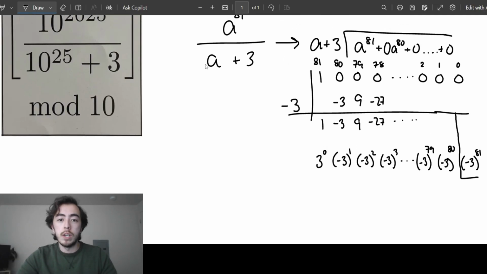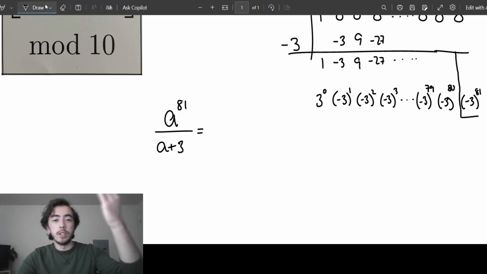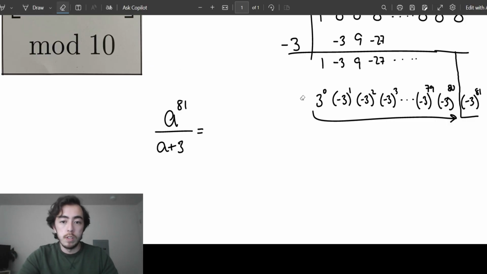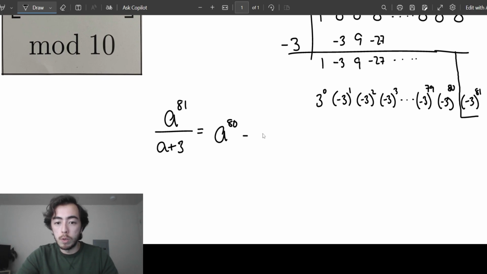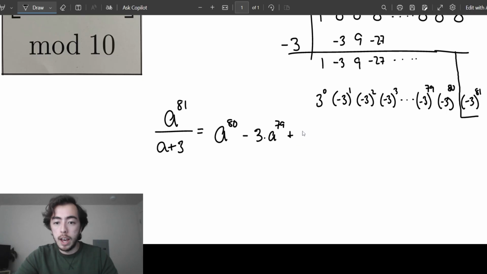And from all of this, I can rewrite my fraction, a to the power of 81 over a plus 3. I know that this is the same as, and then I would need to multiply this guy by a to the power of 80. And then the exponents would reduce one by one all the way down to 0. So again, this is equal to a to the power of 80. And then I would need to subtract 3 times a to the power of 79. This minus 3 is coming from this coefficient right here. Then I would need to add 9 times a to the power of 78. Essentially now these powers are adding up to 80.